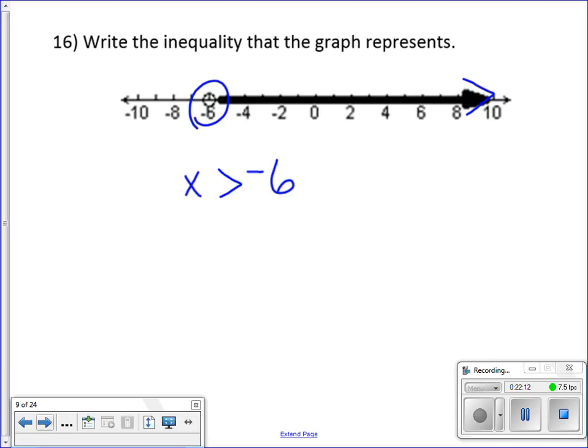Is it greater than, or is it greater than or equal to? I have to look at the circle. Is it open or is it closed? If it's open, it's just greater than and that's it. If it's closed, I'd have to put the equal sign. It's not closed, so it's strictly greater than. It's all my numbers larger than -6.